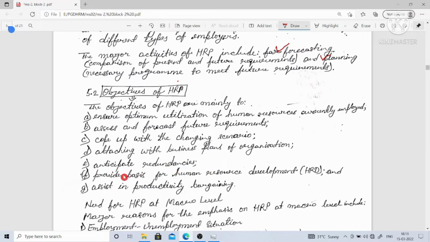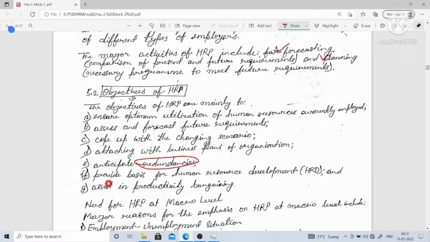Anticipate redundancies. Redundancies means the number of people which can be reduced. It may be possible that more than sufficient people are working in the organization, so whatever extra number of people are working, those can be reduced. Okay, those can be laid off.